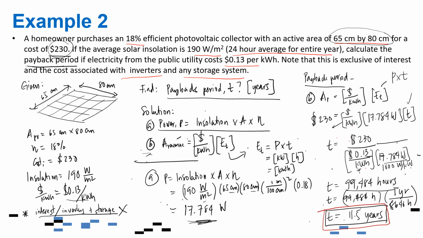That's how long it will take for the revenue coming from the solar PV, in this small size as given here, to recover the cost of $230. All right, so this is just a very basic example because this is a very small system. If we want to make a solar array, we can maximize the power and also increase the revenue coming from the solar PV array. So for this case, the answer is 11.5 years.